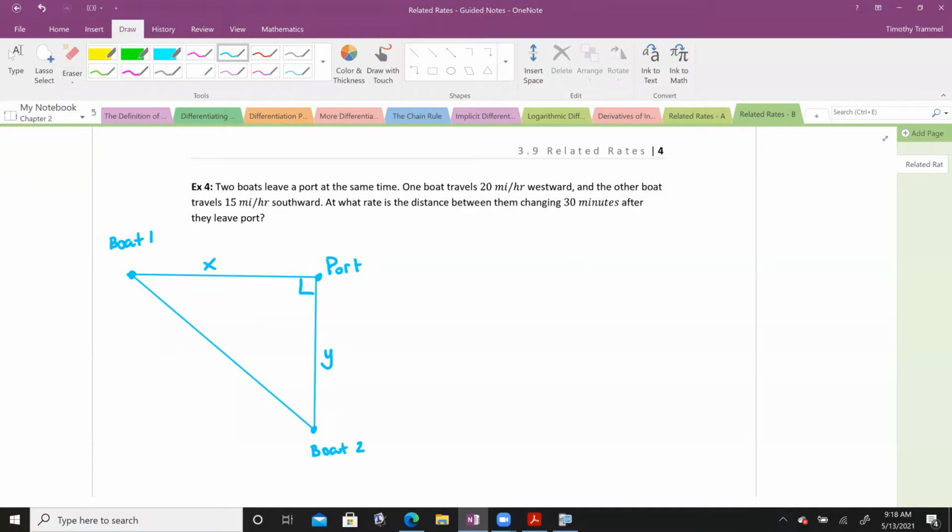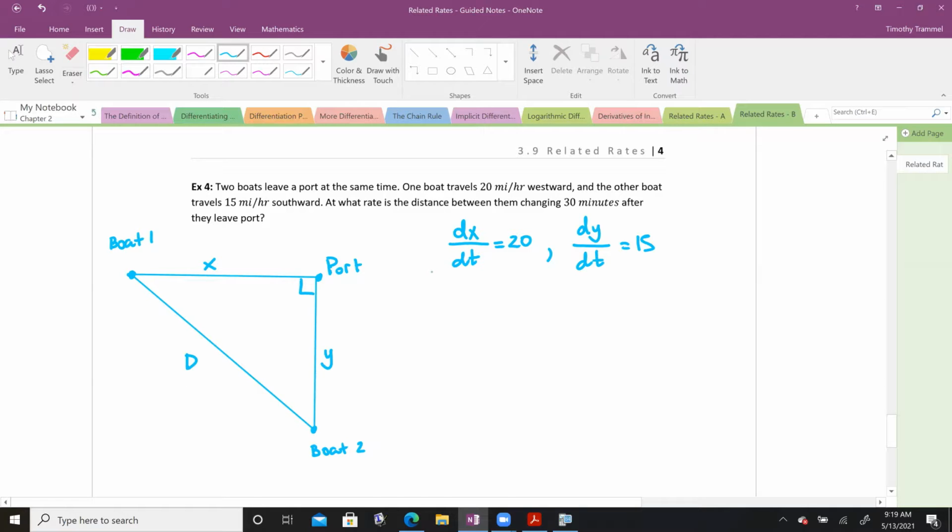So one boat travels 20 miles per hour westward. So the rate at which this side length is changing is 20 miles per hour. And if we look at the next piece of information, the boat heading southward is going 15 miles per hour. So in other words, the rate at which y is changing is 15 miles per hour. And the question is how fast is the distance between these two changing? Let's call the distance between these two capital D.